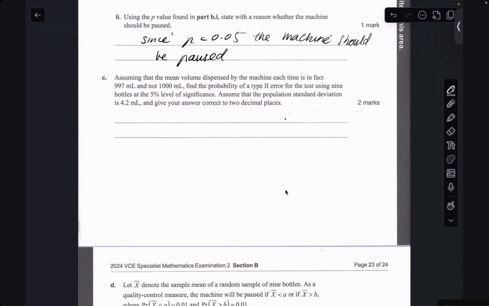Assuming that the mean volume dispensed by the machine each time is in fact 997 milliliters and not 1000, find the probability of a type 2 error for the test using 9 bottles at the 5% level of significance. Assume that the population standard deviation is 4.2 and give your answer correct to 2 decimal places. So we need to find the critical value, so that's XC. x bar is less than the x bar critical, given that the mean is 1000. So that's the last value that we would accept.